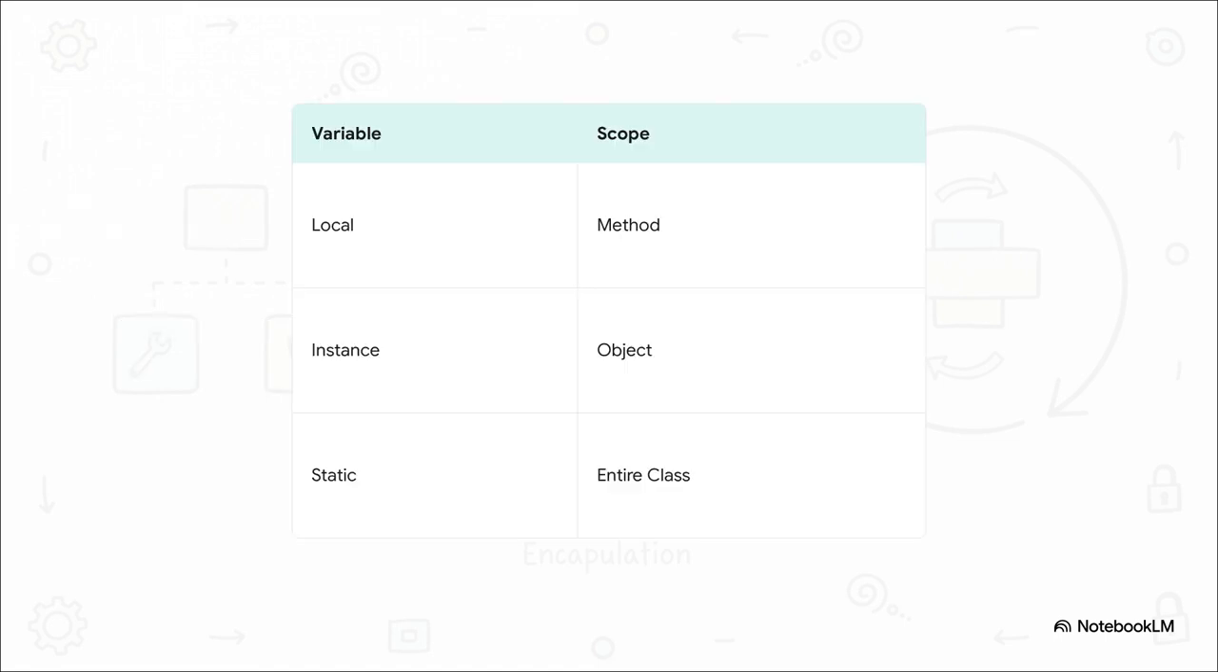And we've definitely got to talk about where these variables actually live and breathe in our code. Scope dictates a variable's lifespan and its visibility. Local variables only exist temporarily, completely trapped inside a specific method. Instance variables belong to a single specific object, like one student's individual name. But static variables? Those are a different beast entirely. They are shared globally across the entire class. So if you have a static variable called count, every single student object in your program is looking at and sharing that exact same count variable.